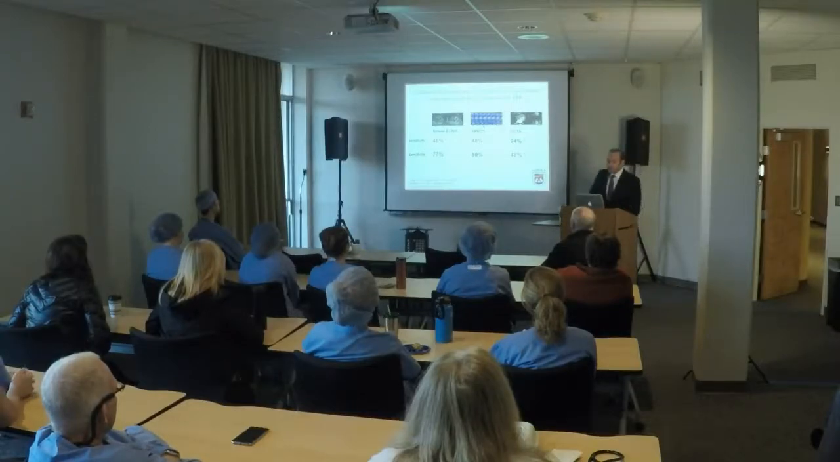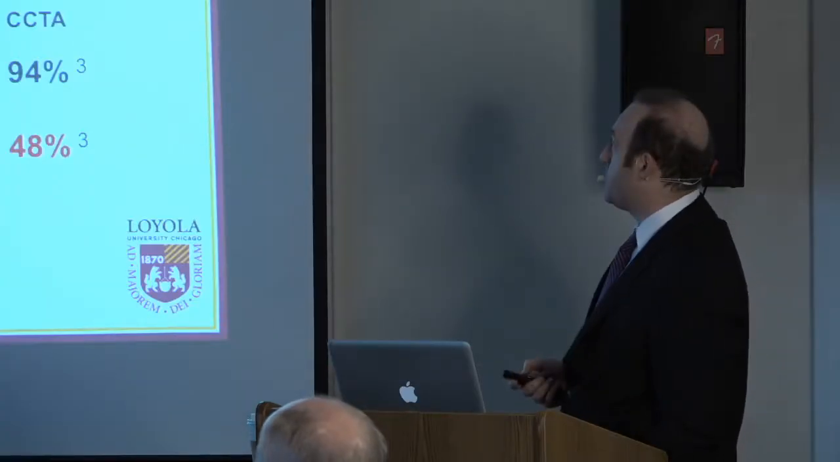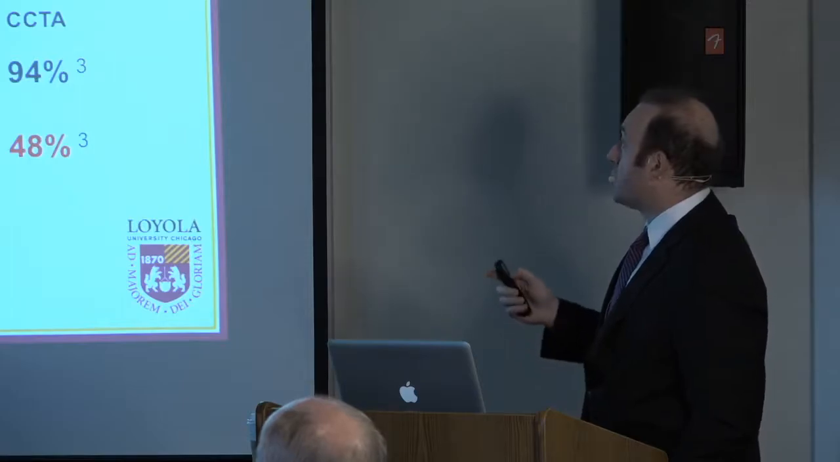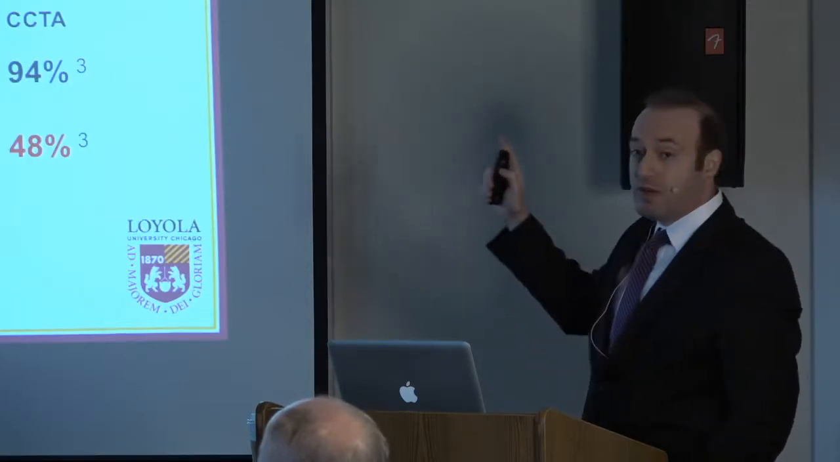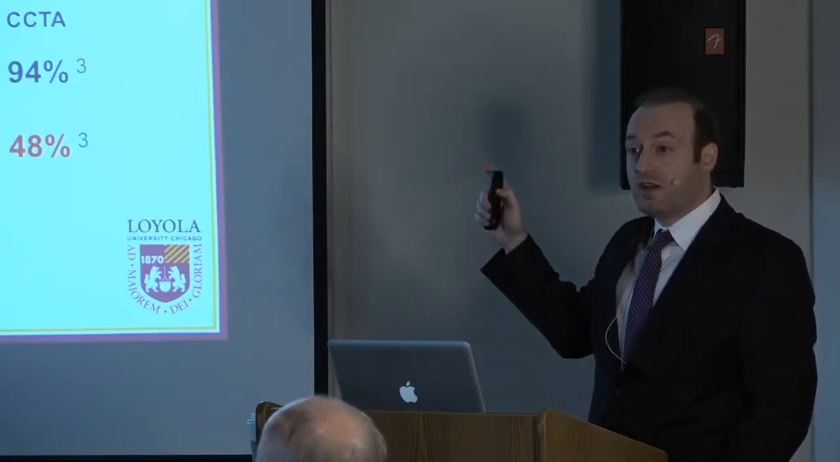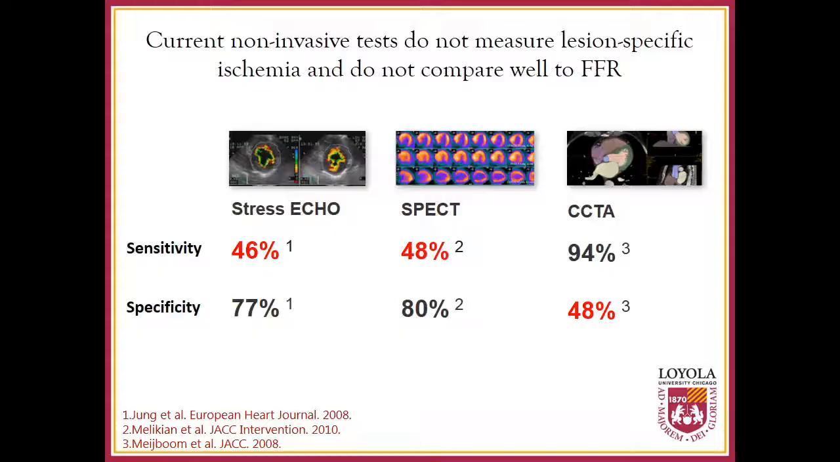Now, current non-invasive tests do not measure lesion-specific ischemia and don't compare well to invasive FFR. Now, the reference standard is invasive FFR, not anatomic stenosis. So stress echo and nuclear SPECT imaging has quite poor sensitivity. Now, CTA is not perfect either.